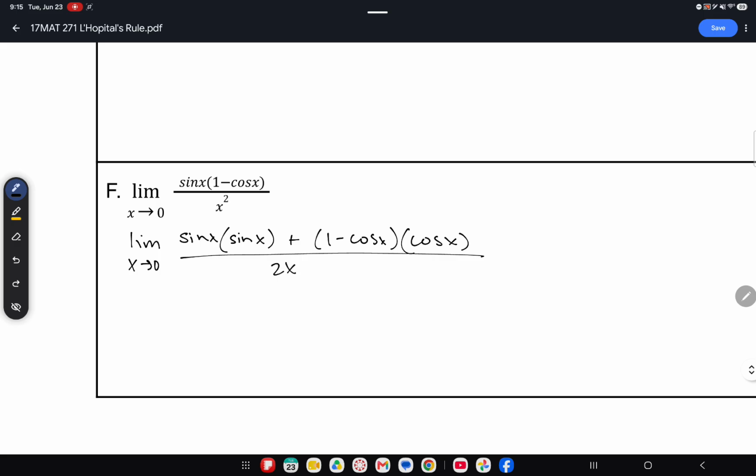We're still going to get a 0 in the denominator. Sorry, I don't know where my head's at right now. And let's see, is there anything we could maybe simplify? So that's going to be sine squared, and then plus cosine of x minus cosine squared of x all over 2x.